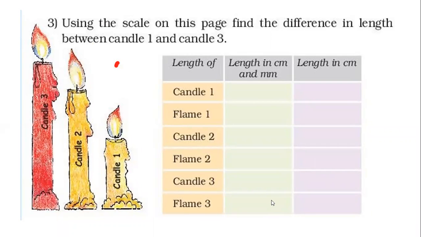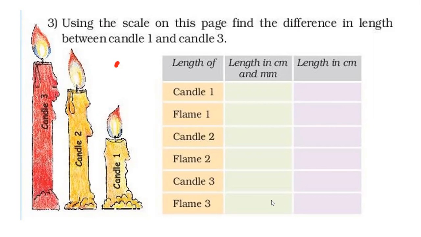Look here. You have to draw 3 candles and 3 flames on top of it. We are going to calculate the length of each candle and the length of each flame. Whatever I have drawn, I will measure this. So based on these measurements, you have to draw the candle and flame.